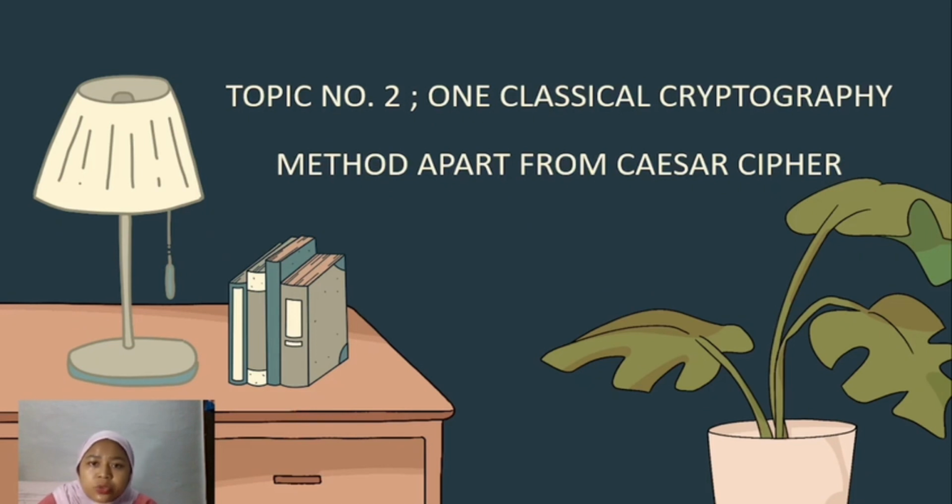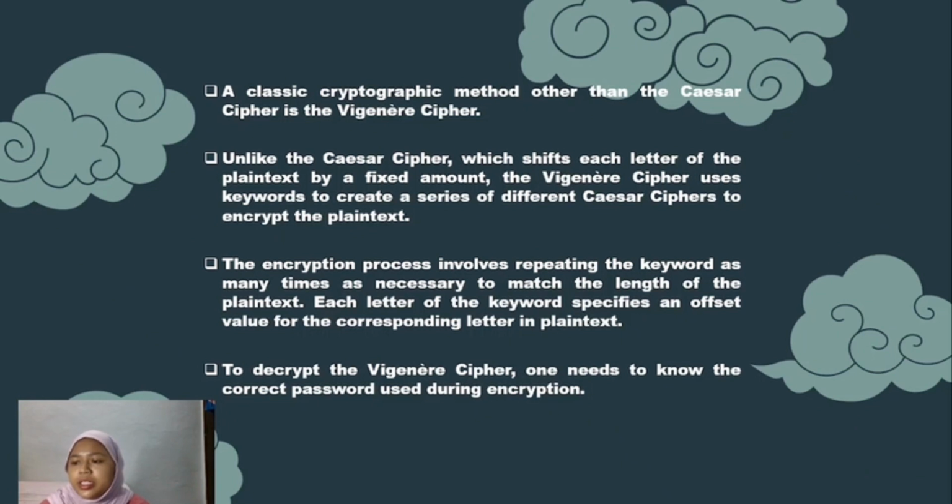Next is topic 2. Classical cryptography method apart from Caesar cipher. Okay, one classical cryptography method apart from the Caesar cipher is the Vigenere cipher. The Vigenere cipher, invented by Blaise de Vigenere in the 16th century, is a polyalphabetic substitution cipher. Unlike the Caesar cipher, which shifts each letter of the plaintext by a fixed amount, the Vigenere cipher uses a keyword to create a series of different ciphers to encrypt the plaintext.